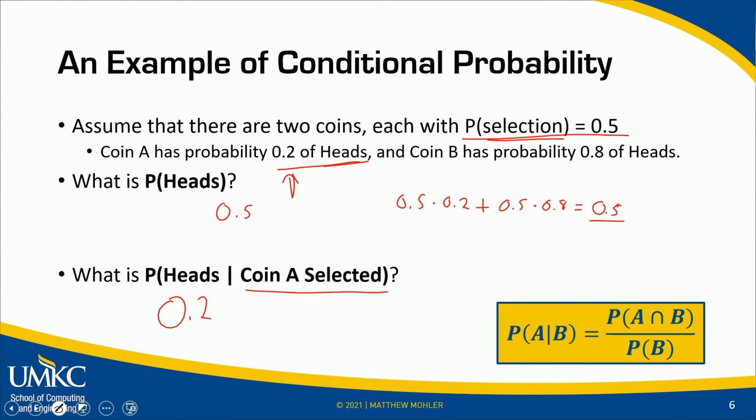Knowing that we selected coin A shows that there is a change in what our expectation is. If we didn't know that coin A was selected, we'd have a probability of heads of 0.5, but because we know it was selected, we have a probability of 0.2. And as you may notice, those are not equal. So conditional probability gives us the capability to update, to get new information.